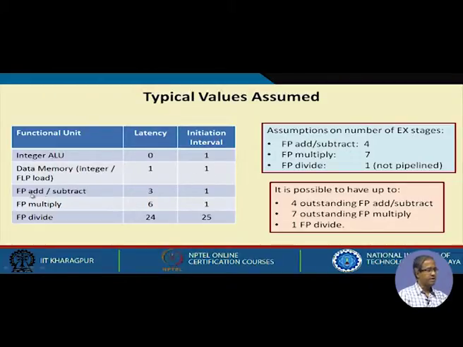For floating point add and subtract, I am assuming that the number of EX stages is 4. So, between two consecutive instructions, if there is a data dependency, the first instruction will require 4 cycles to complete the add. The next instruction will have to wait for 3 more cycles, because it is starting 1 cycle later, so that you can forward the result. Multiply requires 7 cycles, let us say, so the latency here will be 6.